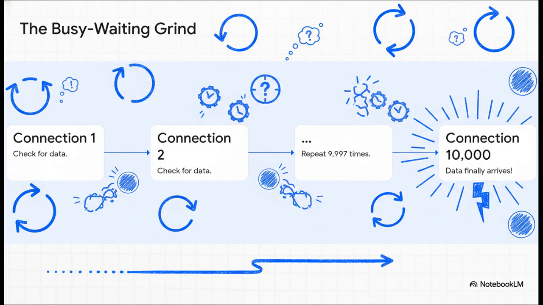And yeah, this is what that grind looks like in practice. Your program is just stuck in this endless loop. Check connection 1. Got anything for me? Nope. Connection 2? Nope. Connection 3? All the way down the line. If the data you're waiting for finally shows up on that last connection, number 10,000, you've just wasted 9,999 checks for absolutely no reason. It's tedious, it's slow, and it just does not scale.